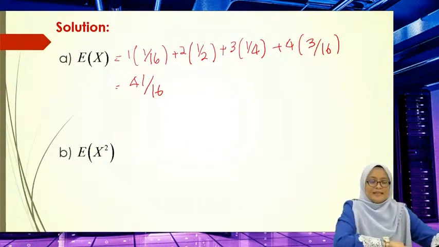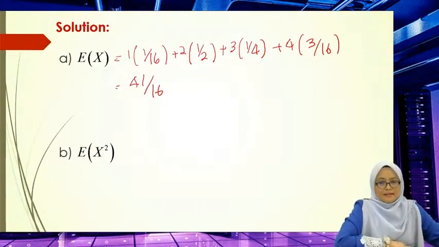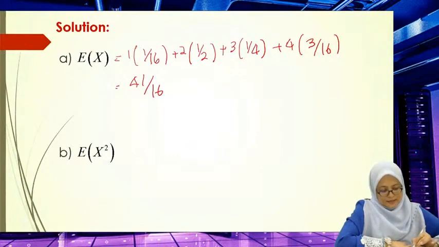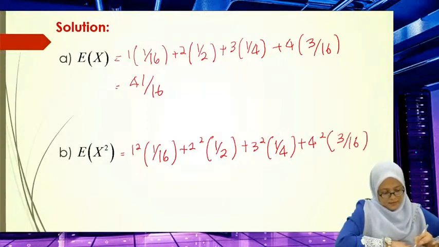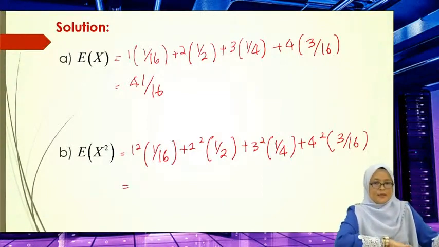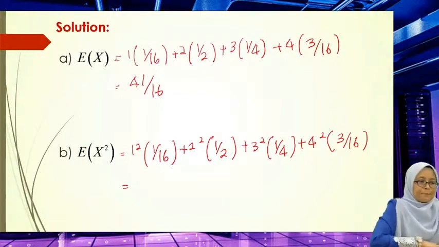Okay, so then cari expectation x square. Okay, square balik nilai you punya x tu darab dengan dia punya probability. So 1 square 1/16 plus 2 square 1 over 2 plus 3 square 1 over 4 plus 4 square is 3 over 16. Okay, so calculate what is your expectation of x square.